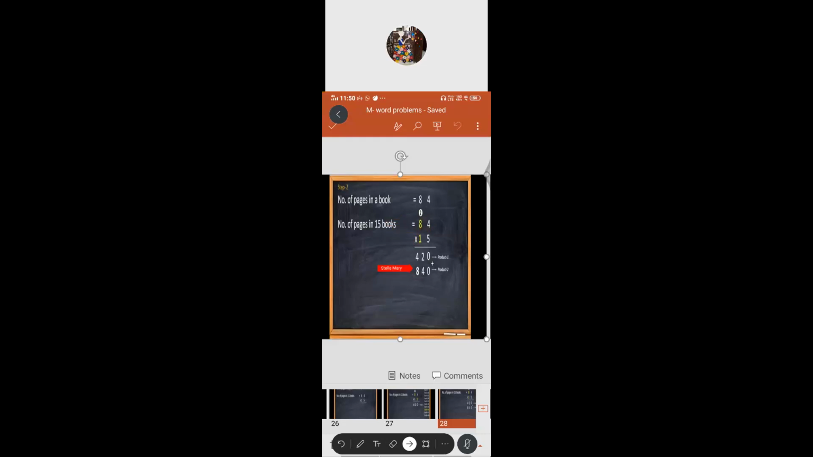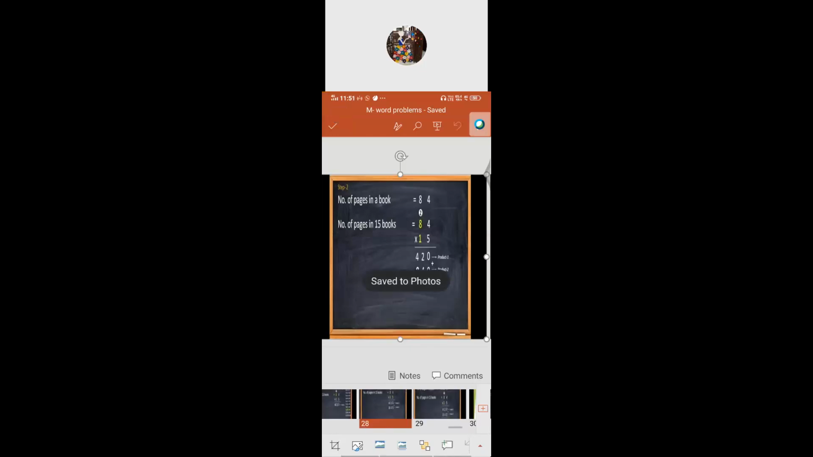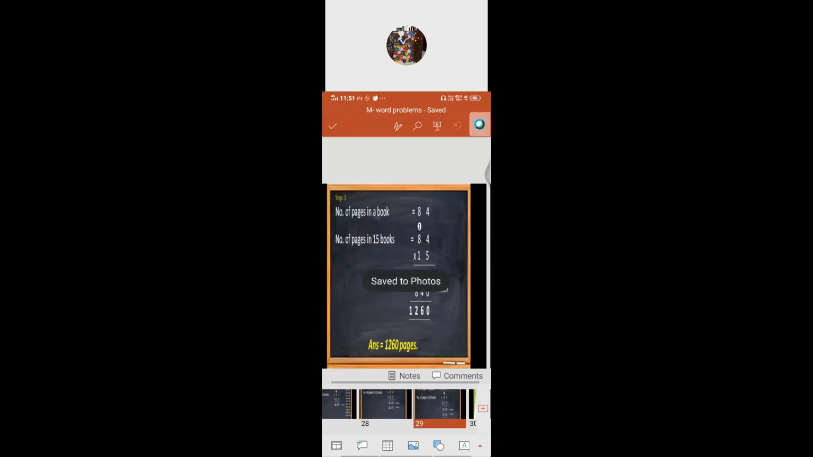Now we got the product 2. That means the answer of that tens digit multiplication. What is the third step you have to do? Again, you have to add both, that means product 1 as well as product 2. Got it? Product 1, 420 plus product 2, 840. If you add both, you will get the final result of 84 multiplied by 15.